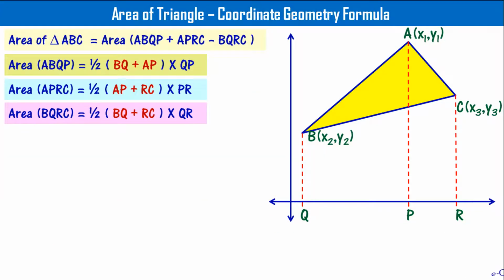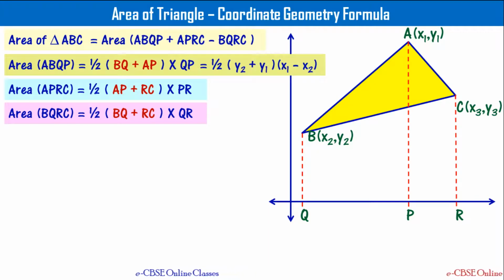Let's now take a look at area of trapezium ABQP. That is written as half times (BQ plus AP) times QP, right? From this particular figure, we can say that BQ equals y2, AP equals y1 and QP equals x1 minus x2, right? Let's substitute that to get area of trapezium ABQP equal to half times (y2 plus y1) times (x1 minus x2).